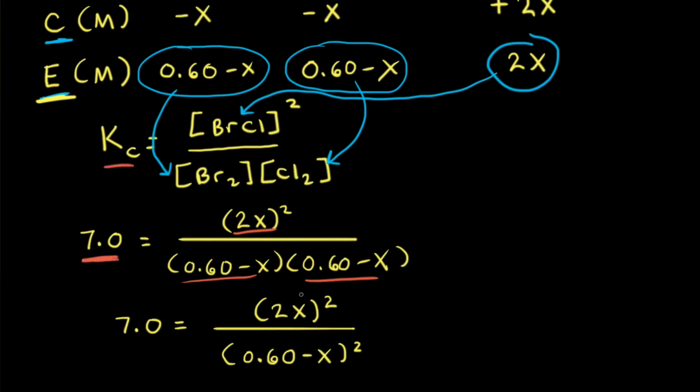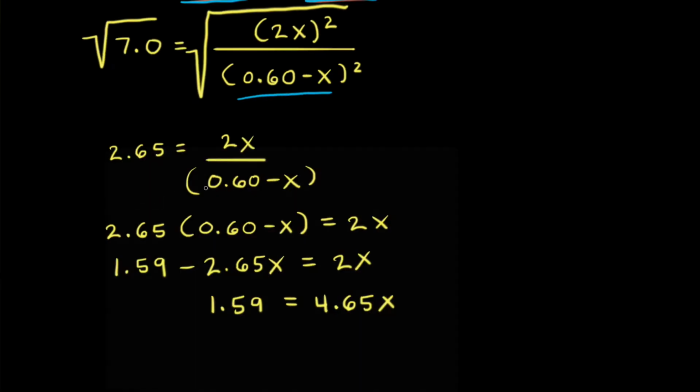Our goal is to solve for X, and I've rewritten it down here because 0.60 minus X times 0.60 minus X is equal to 0.60 minus X squared. And if we write it this way, it's a little bit easier to see that we can solve for X by taking the square root of both sides. So let's go ahead and take the square root of both sides and solve for X.